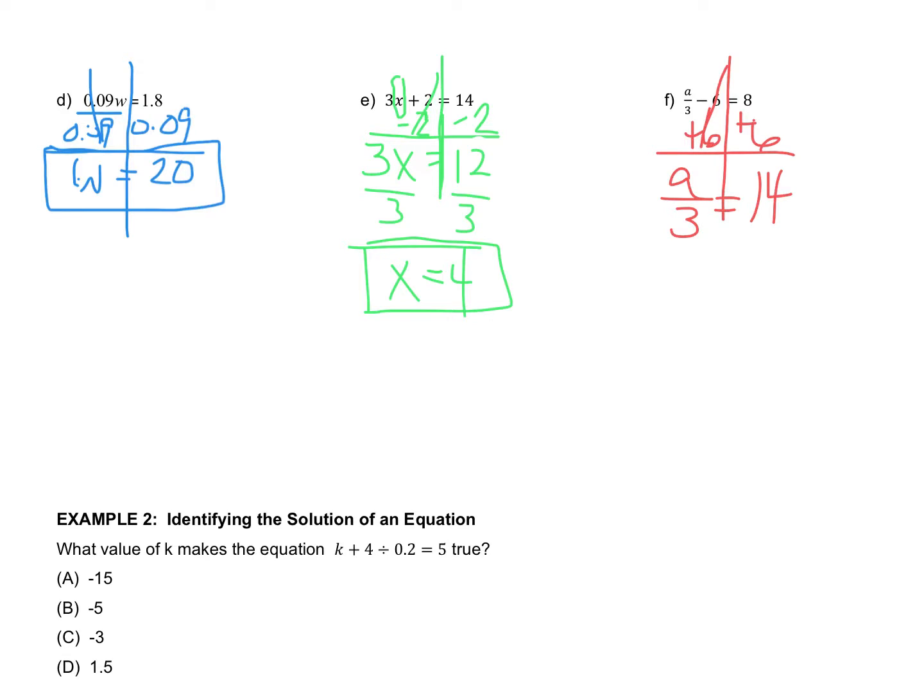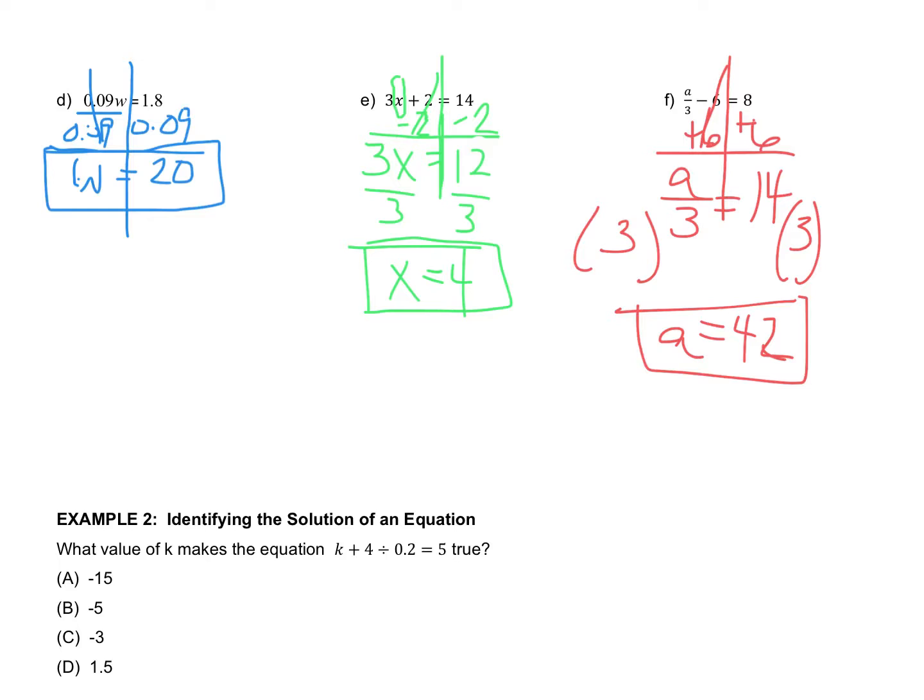Now I can take care of that division. A divided by 3. So to undo division, we would do multiplication by 3. And I'm using the parentheses because numbers next to parentheses with no symbol in between them basically means multiply. So that's going to give me an answer of A equals 42.